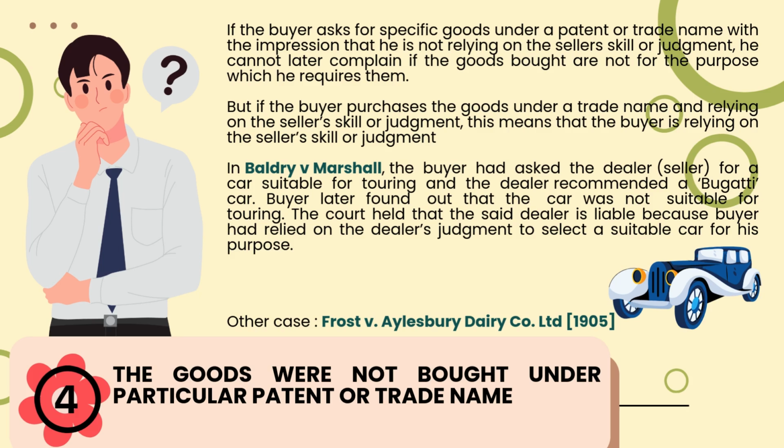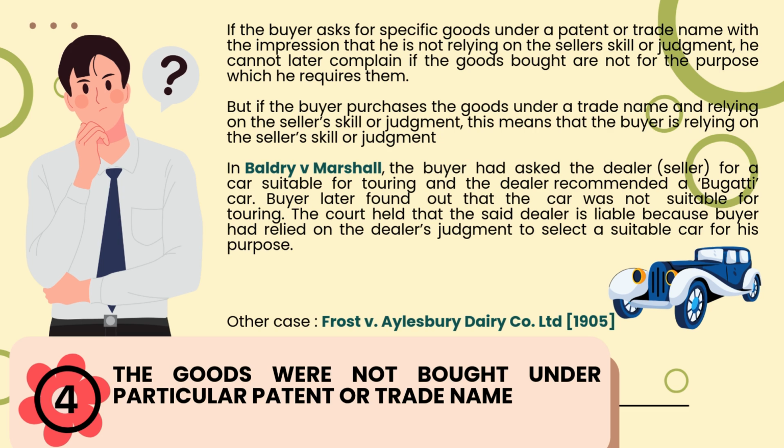Last but not least, the goods were not bought under a particular patent or trade name. If a buyer asks for specific goods under a patent or trade name, with the impression that he is not relying on the seller's skill or judgment, then he cannot later complain if the goods bought are not fit for the purpose for which he requires them. But if the buyer buys under a trade name and relies on the seller to select a suitable item, an implied condition arises that the buyer is relying on the seller's skill or judgment.